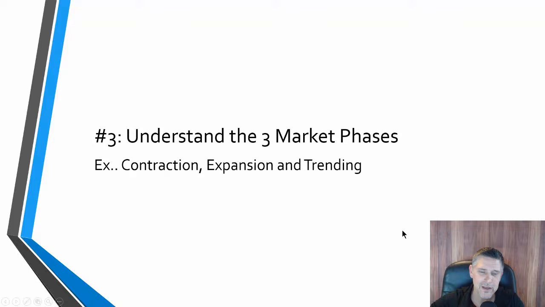Then we have the expansion phase. This is the phase that immediately follows the contraction phase. Now, in the expansion phase, we can have multi-leg expansion or single leg expansion. This is the phase that destroys 90% of retail traders. So let me ask you a question.